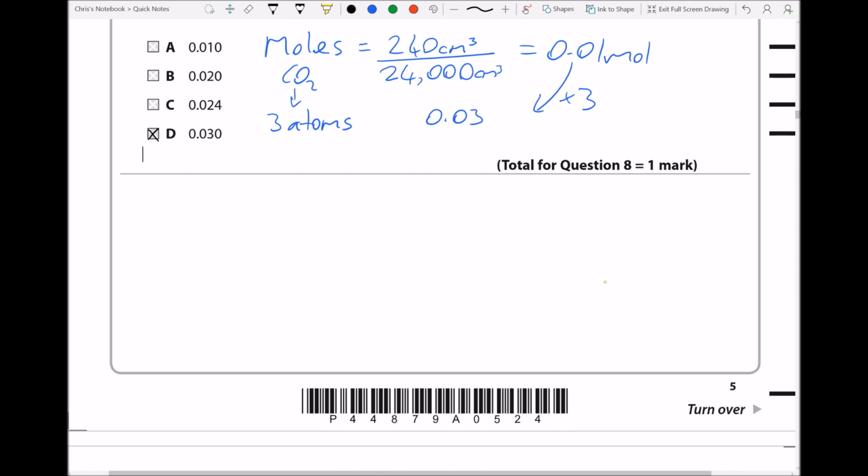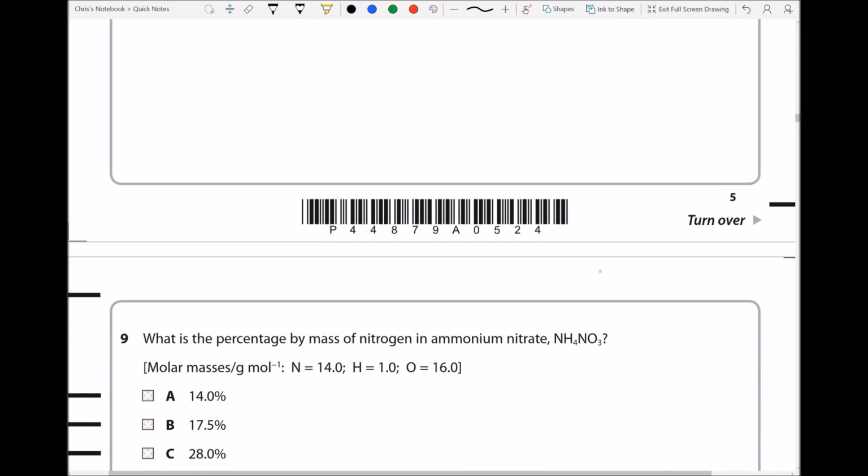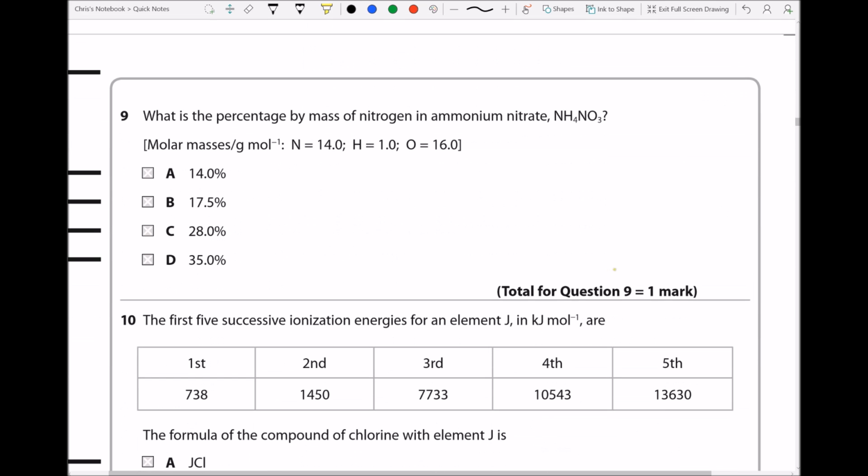All right, okay, so on to the next part. This is question 9. What is the percentage by mass of nitrogen in ammonium nitrate? And we've obviously got all the molar masses there. Alright, this shouldn't be too bad. Let's go for green this time, sorry. All we have to do is work out how much nitrogen's in there. So if we take the molar mass of nitrogen in ammonium nitrate, you've got 2 nitrogens, 1 there and 1 there. So nitrogen is effectively 2 lots of 14, because we've got 2 of them, and that's going to give us 28.